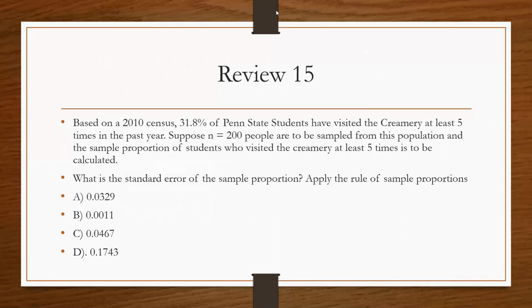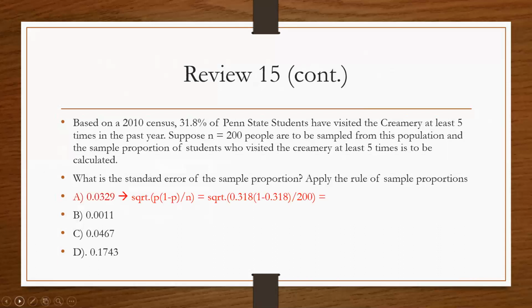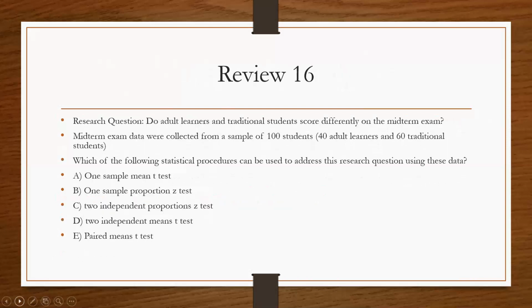All right, thank you guys for taking your time and probably doing this one, even though I did show you the answer. It is a, so you just go with the square root of the proportion times 1 minus the proportion divided by the sample size. And once you plug in all those numbers, you do get 0.0329.